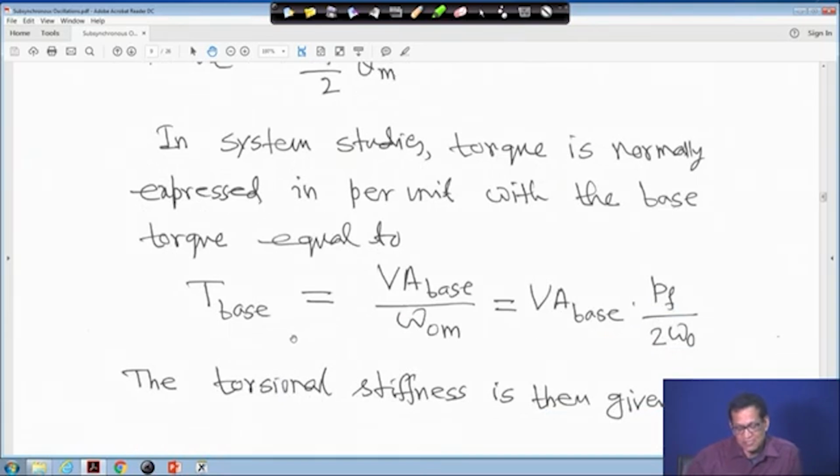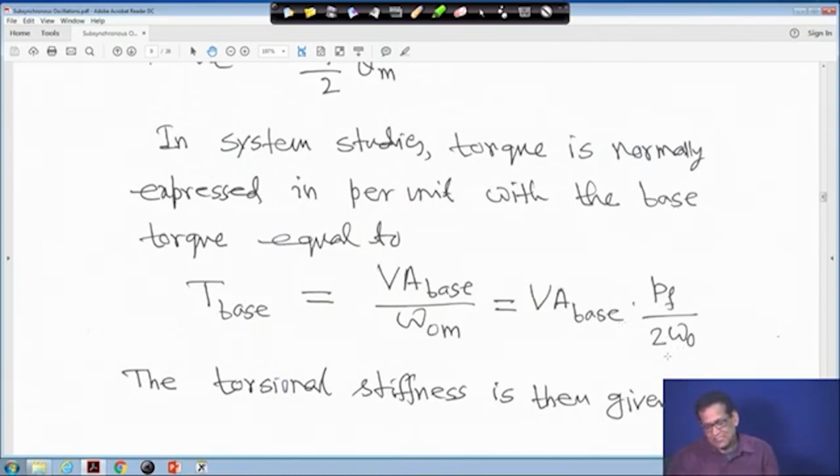So, this base torque T base is equal to VA base upon omega 0m. This we have already derived in the synchronous machine chapter, the development of the modeling. So, this is VA base and omega 0m, and omega 0 is related to it; substituting, it will be VA base into Pf upon 2 omega 0.